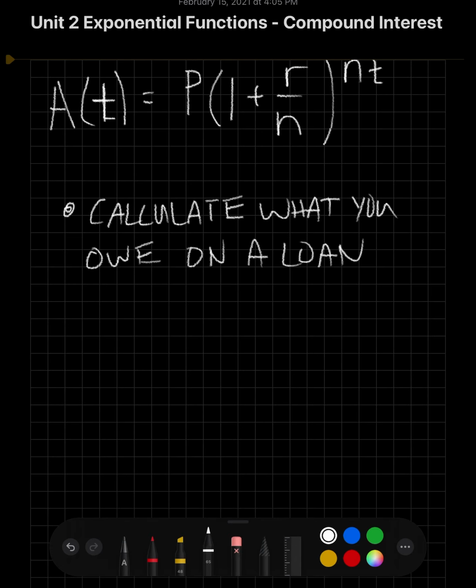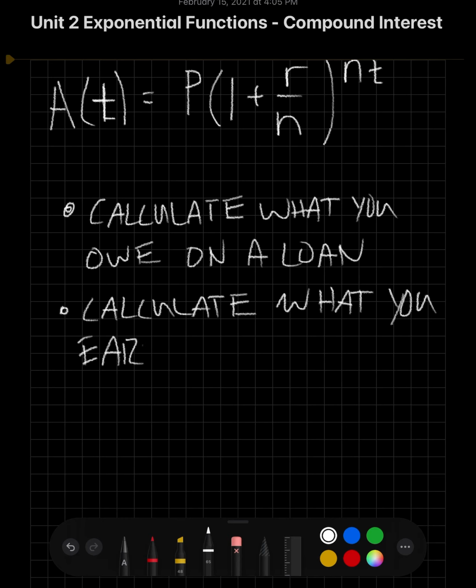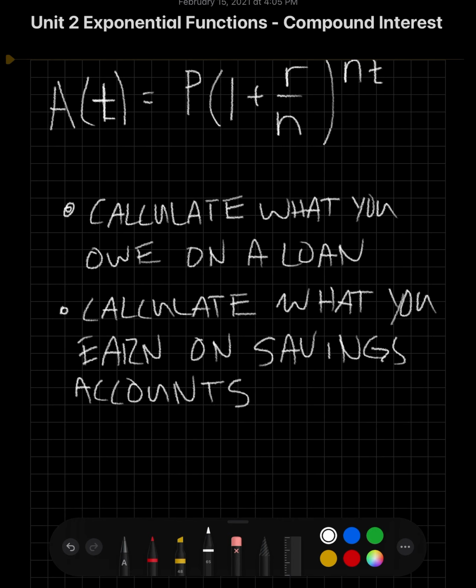They're using this formula to calculate compounding interest. Another thing it can be used for is to calculate what you earn on savings accounts. That's the example I'm going to show you today: how you could figure out how to save for college.